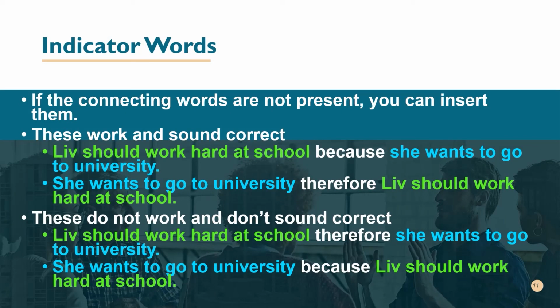Liz should work hard at school because she wants to go to university. She wants to go to university, therefore Liz should work hard at school. Now, if you reverse it, Liz should work hard at school, therefore she wants to go to university. When you hear that sentence, that structure just doesn't sound right because it's not correct. Same thing with adding in because in front of a conclusion. She wants to go to university because Liz should work hard at school. Once again, it doesn't make sense. It doesn't fit. It doesn't work.